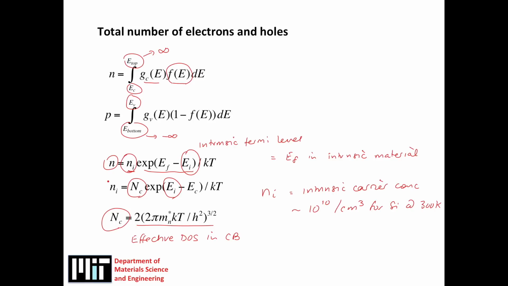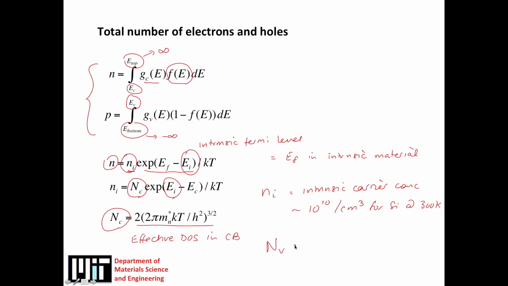And we can get a very similar looking expression for the holes. It's just going to be replacing n with p. Of course, ni and pi are the same because this is the intrinsic carrier concentration, and so by definition we have to have the same number of holes as electrons. And instead of exponential of EF minus EI, we're going to have exponential of EI minus EF in there. So that's how we can get n and p by integrating these densities of states.